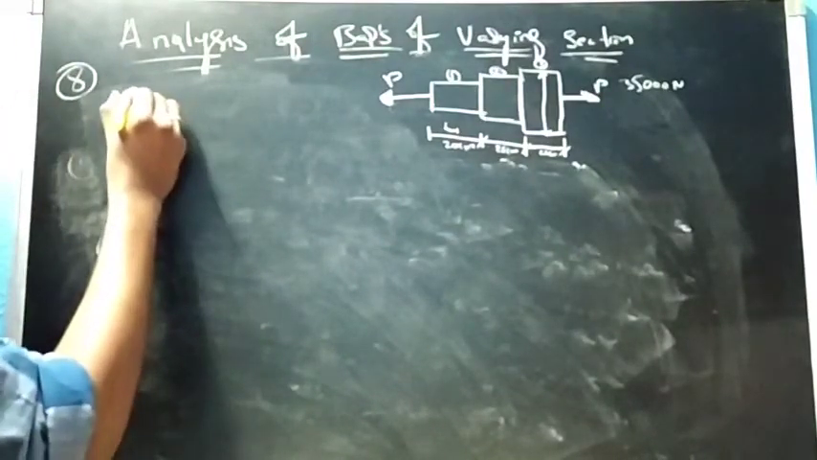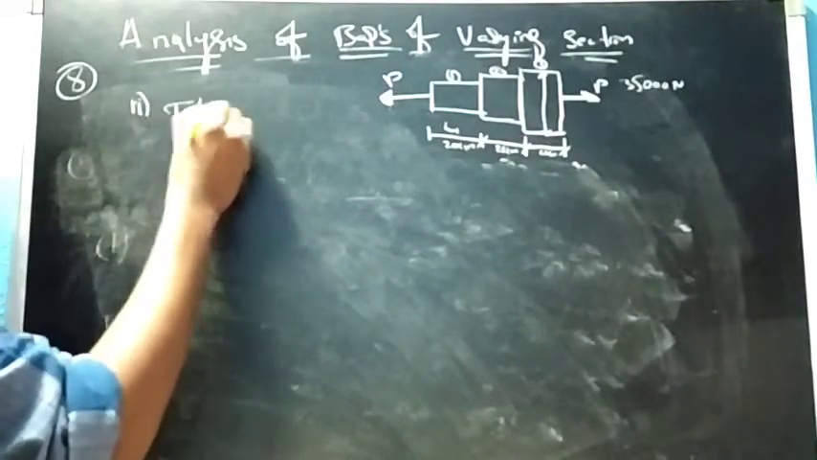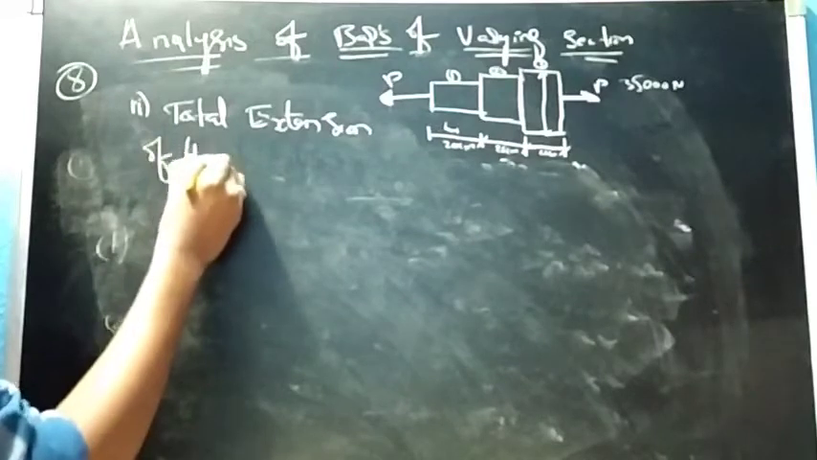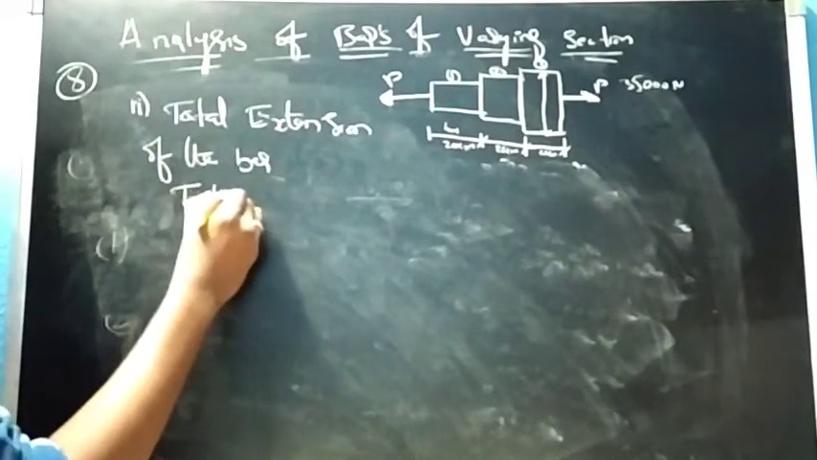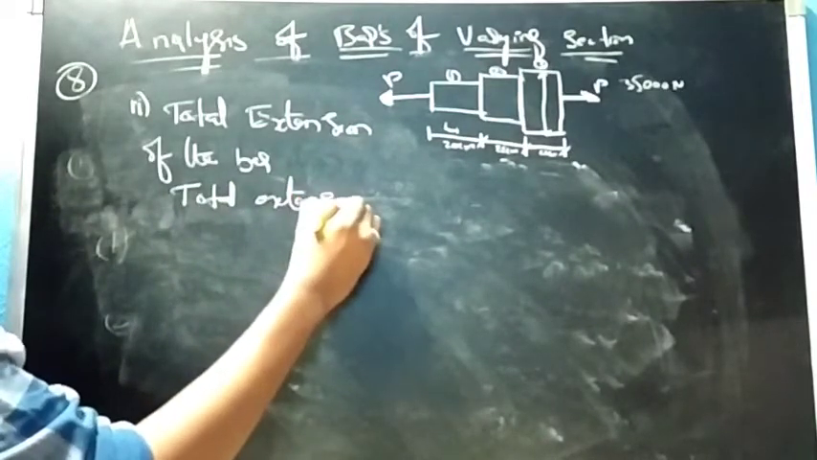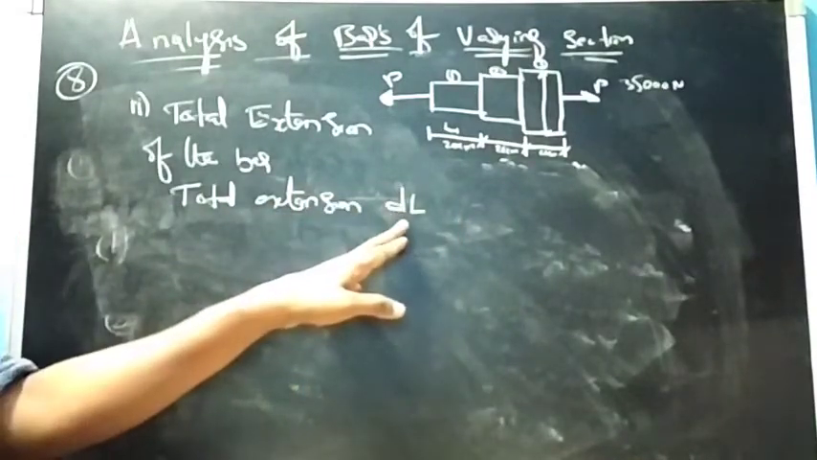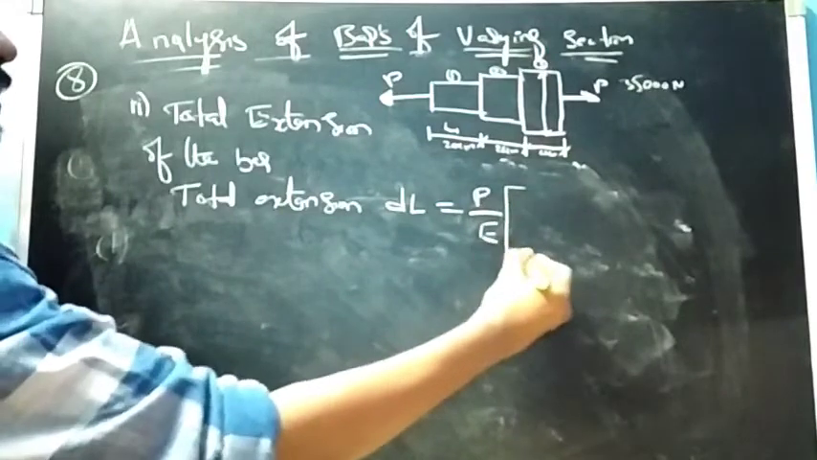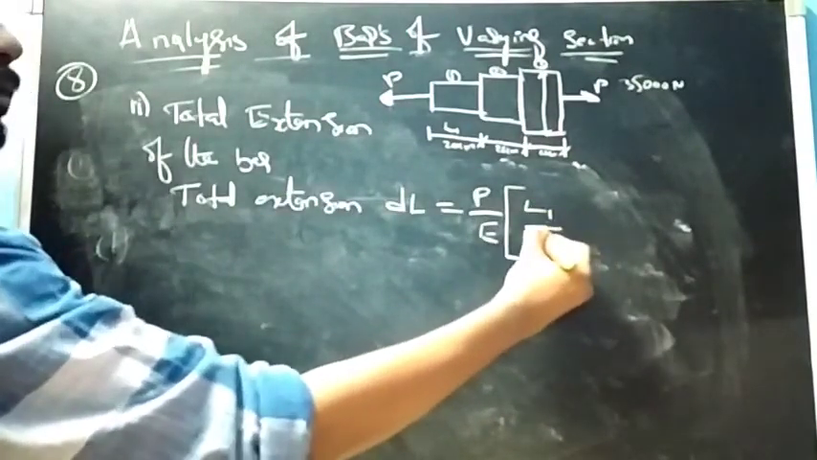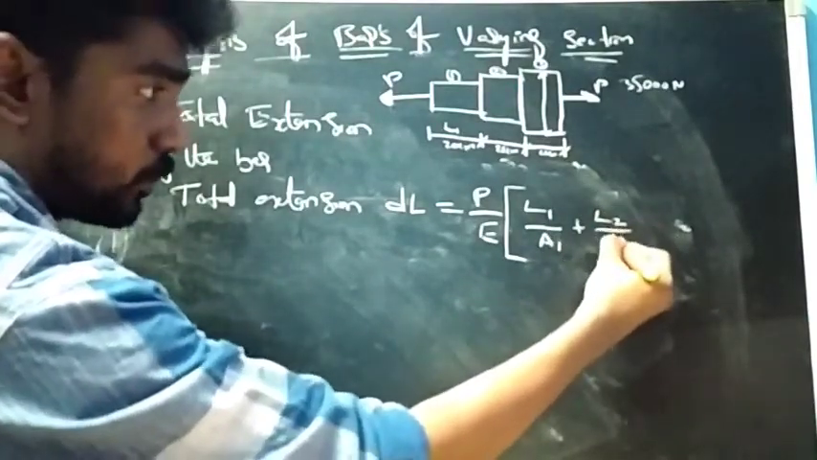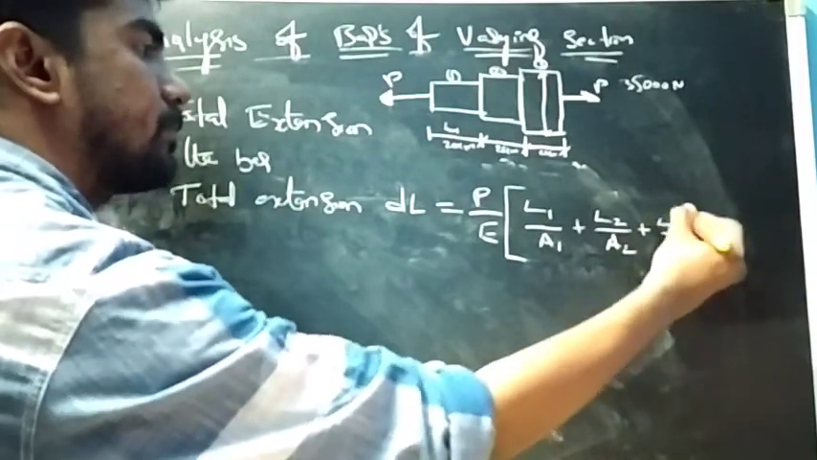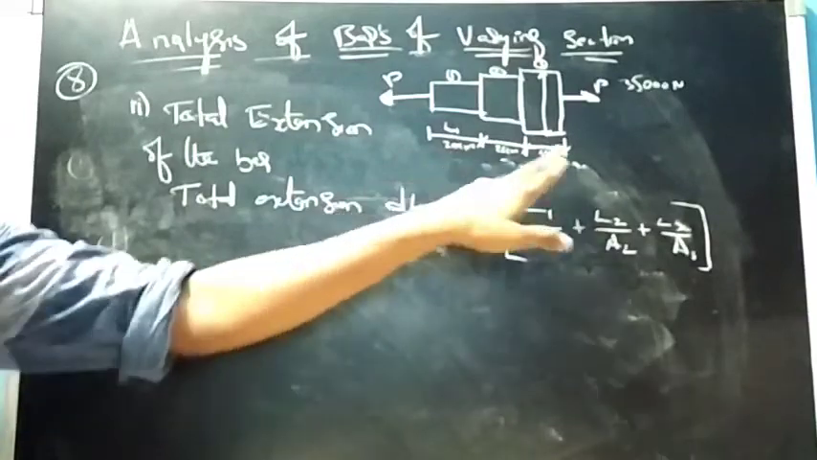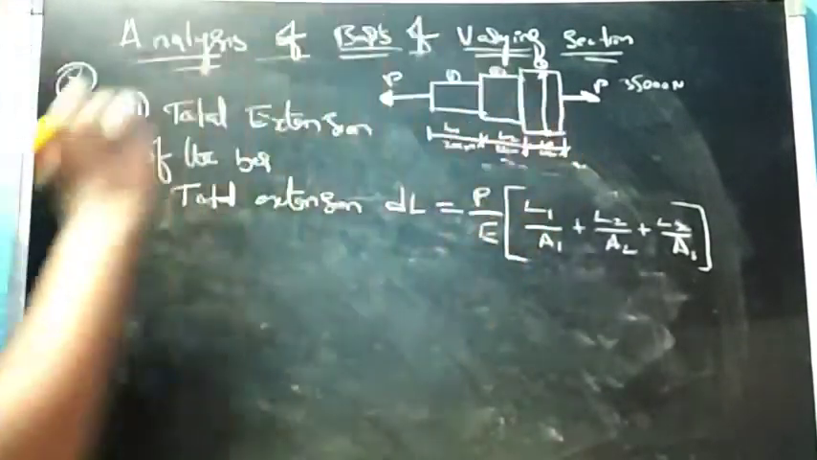So now I can write here the second part of this question: total elongation or total extension of the bar. So total extension is expressed by this formula, denoted by dl, equals P upon Young's modulus or modulus of elasticity, multiplied by L1 upon A1 plus L2 upon A2 plus L3 upon A3. We already know the area and the length of each section, L1, L2 and L3. Put those values here.